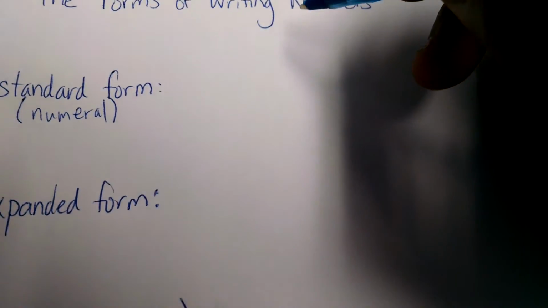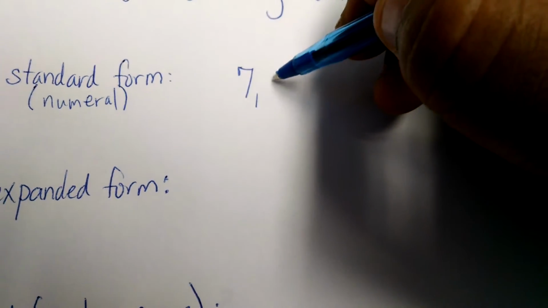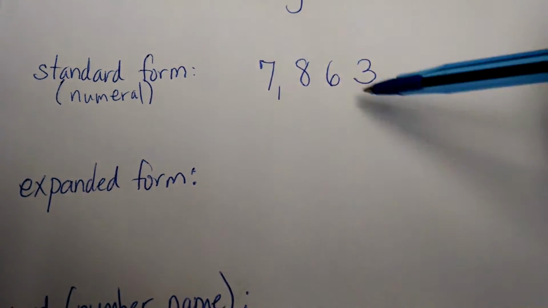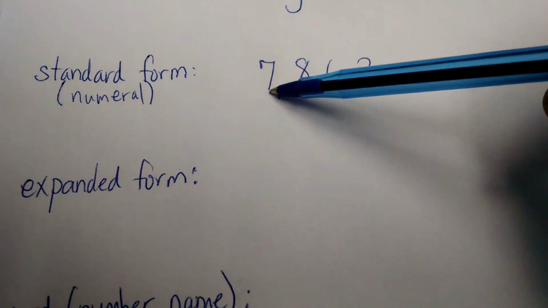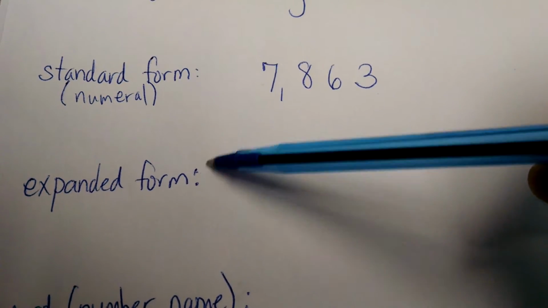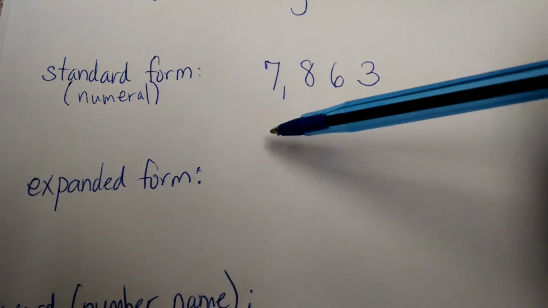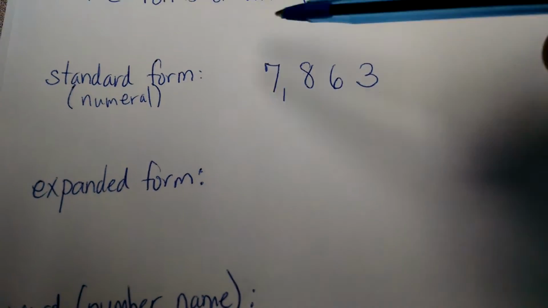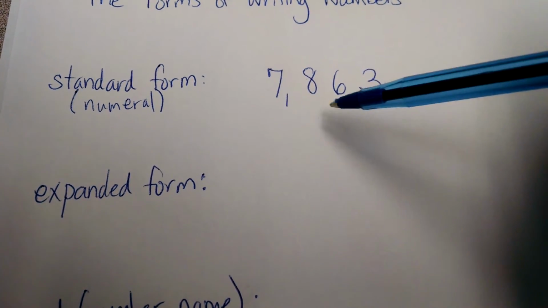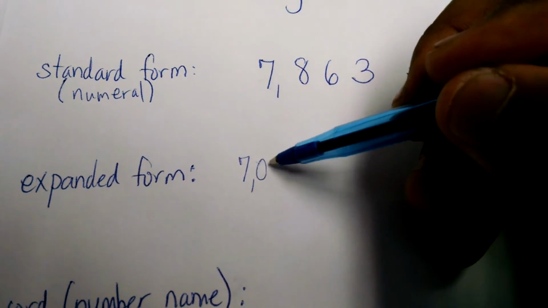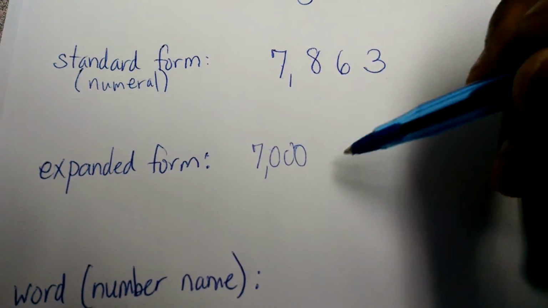So standard form, let's start with the number 7,863. So for standard form, this is how you would write it using the digits 7, 8, 6, and 3, and each digit is in its own place. Expanded form, we're going to take the number written in standard form and we're going to write the value of each digit and separate it by addition signs. So I start with the greatest digit, which is 7, which is in the thousands place. So that's 7,000. That's the value of that 7.